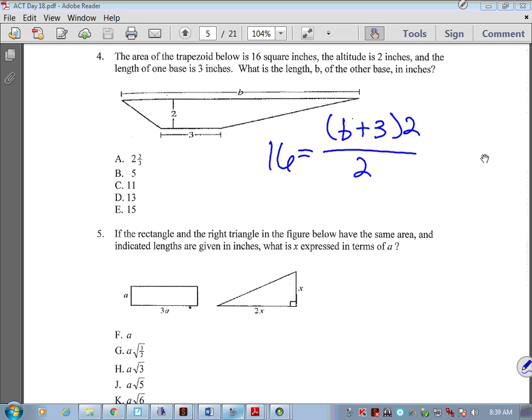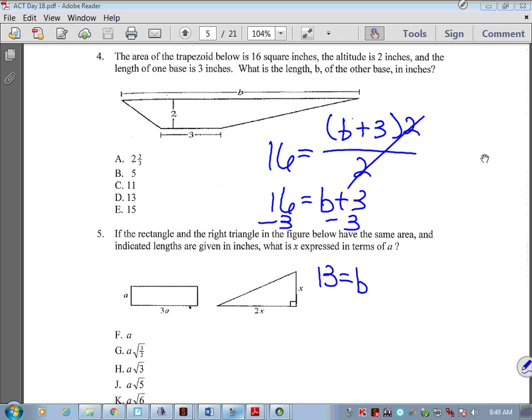Well, the 2 divided by 2, that should cancel itself out, correct? Okay, so that cancels it out. So what I get is 16 equals B plus 3, all right? So subtract 3 from both sides. So I should get 13 equals B.